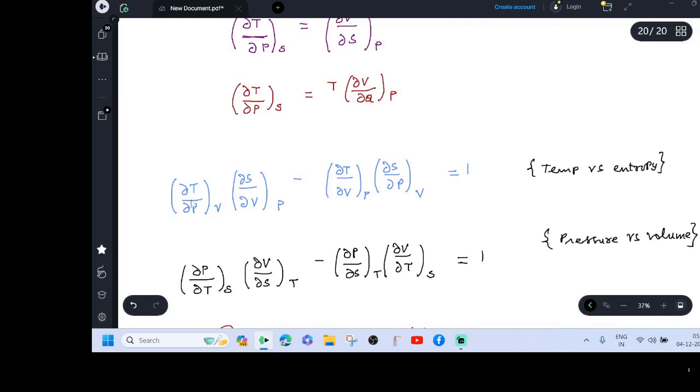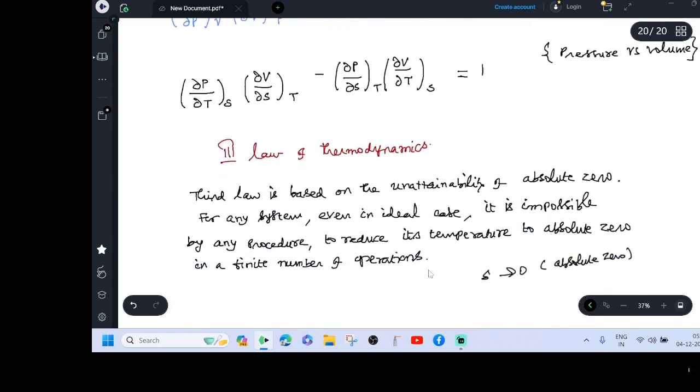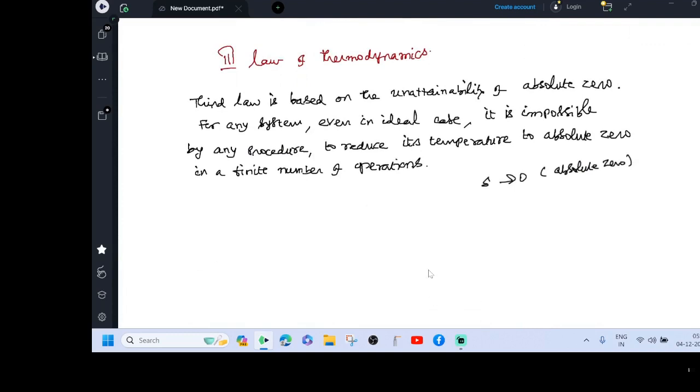In the last two equations, temperature versus entropy, TS, here PV. We have just interchanged: ∂T/∂P at constant V, ∂S/∂V at constant P. Here ∂T/∂V at constant P, ∂S/∂P at constant V equals 1. Here pressure and volume are the variables, so automatically temperature and entropy come to the denominator. In this way, we can sketch out these Maxwell's thermodynamic relations. In the next video, we will discuss all the objective questions existing in this unit.